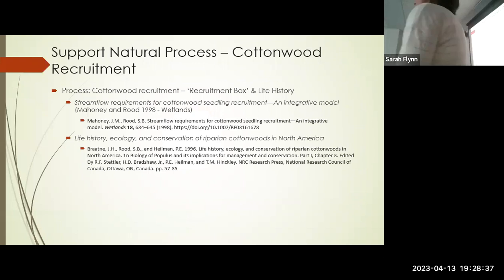And this is one of my favorite processes in wetlands, well, in riparian areas: the cottonwood recruitment box theory that John Mahoney and Stuart Rood have published about. They've done a lot of research on rivers throughout the West, and sometimes in regulated systems too, where they're looking at how stream flows impact cottonwood recruitment. It's also based a lot on the life history and ecology of cottonwoods. I have another reference for a paper that they also cite, because the two are very interrelated, the life history of cottonwoods and hydrology.